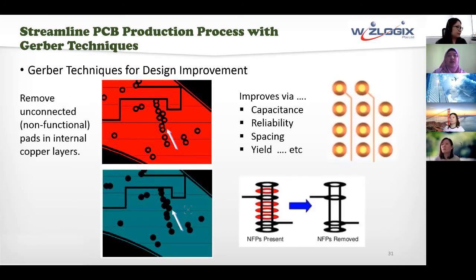Okay, so for unconnected or non-functional pads in internal layers, we normally will remove them. Why we remove them is actually to improve the via capacitance, because any via used on the PCB board will have some form of capacitance. It also improves the reliability, spacing, and yield for that particular board, so that your via can last longer without any breakage in the via itself.